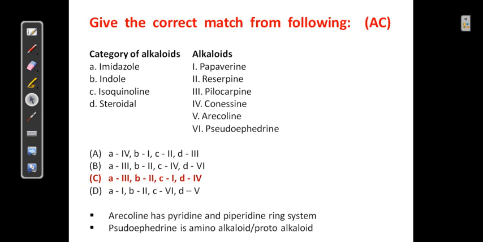Another two drugs, arecoline and pseudoephedrine. Arecoline has a pyridine piperidine ring system and pseudoephedrine has an amino ring system, or it also comes under the category of protoalkaloid. So the correct matching is option C.